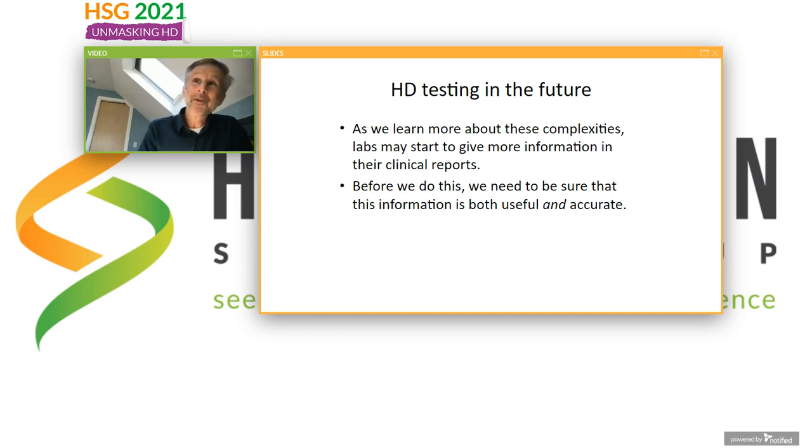And absolutely at this point in time, there's no need to repeat your test. We've been doing Huntington's testing in our lab since 1994. We run the exact same test today that we ran in 1994. So there is not a need today to repeat your test to get this new information or to make it more accurate. It's just to make people aware that there are some complexities and nuances that we know are coming down the road, and to get you ahead of the curve that there may be more information in the future.